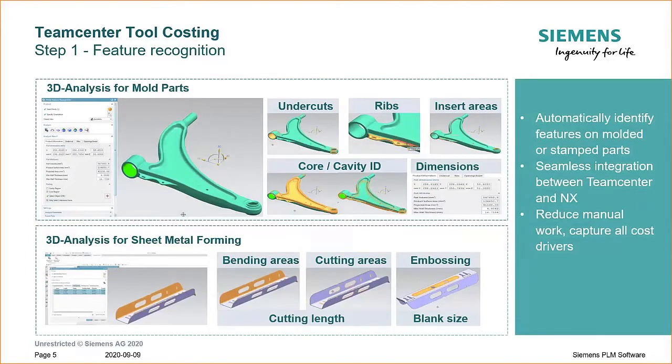For our tool calculation, we usually use 3D feature recognition via Xfeature to cost. This 3D analysis works for molded parts, and we are able to identify all required technical features, like undercuts, ribs, insert areas. Furthermore, we can identify core and cavity as well, and Xfeature to cost tells us dimensions. For the stamping area, Xfeature to cost identifies bending and trim, cutting areas, as well as the areas for embossing or drawing. Now I would like to show you how we do that.